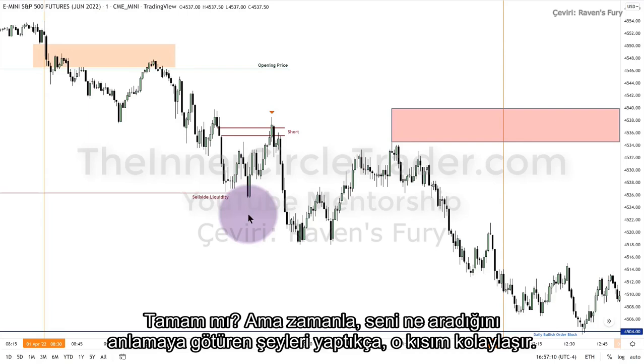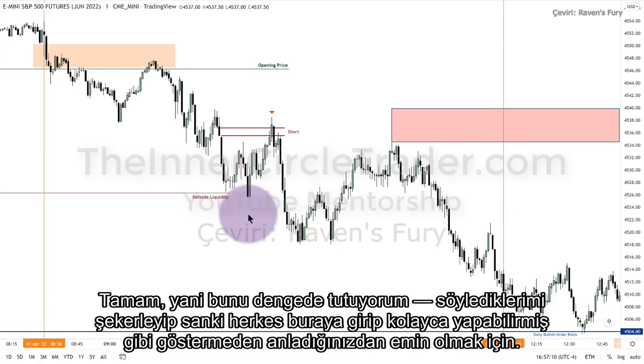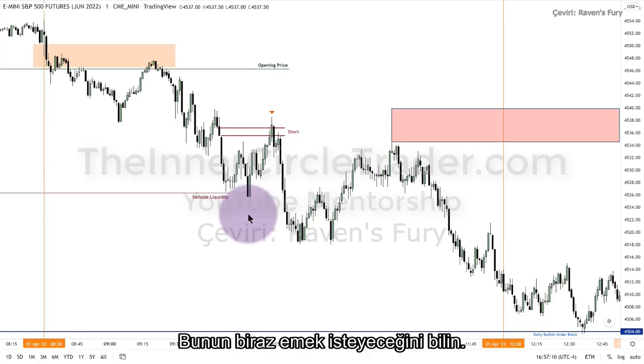But by default, over time, once you have been doing the things that lead to you understanding what it is you're looking for, and that part becomes easier, what do you think the default result was going to be from that? It's probably going to be easier for you to make money over time. Okay? So I'm keeping things in balance so that we understand what I'm saying without sugarcoating it and making it sound like anybody can walk in here and do this. It's going to take some effort.